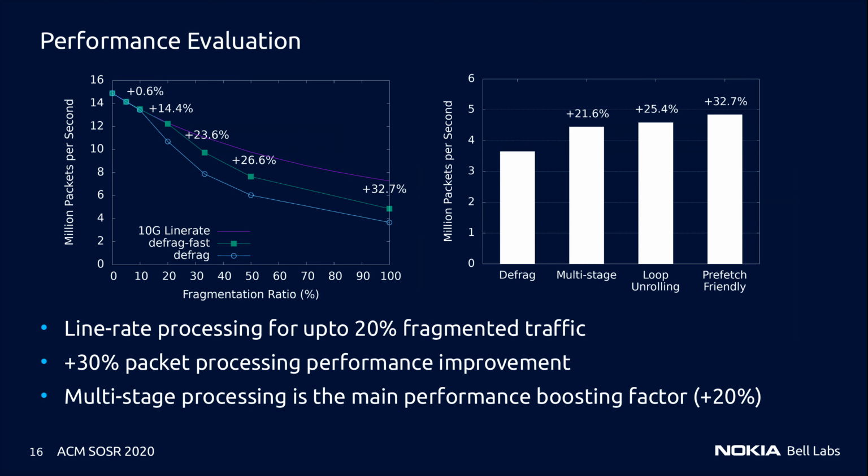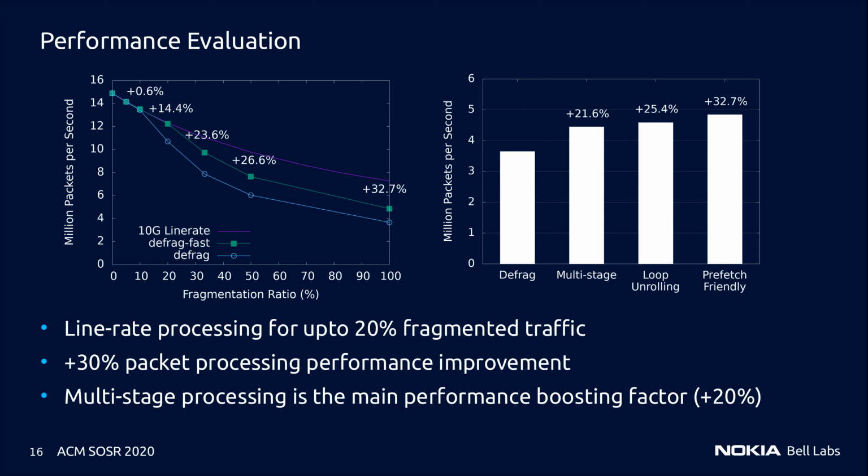We implement the proposed design by refactoring DPDK's official IP reassembly implementation and evaluate its performance. The left-hand side figure shows that our design can support line rate processing for up to 20% fragmented traffic, whereas the original design can only sustain 5% fragmented traffic.